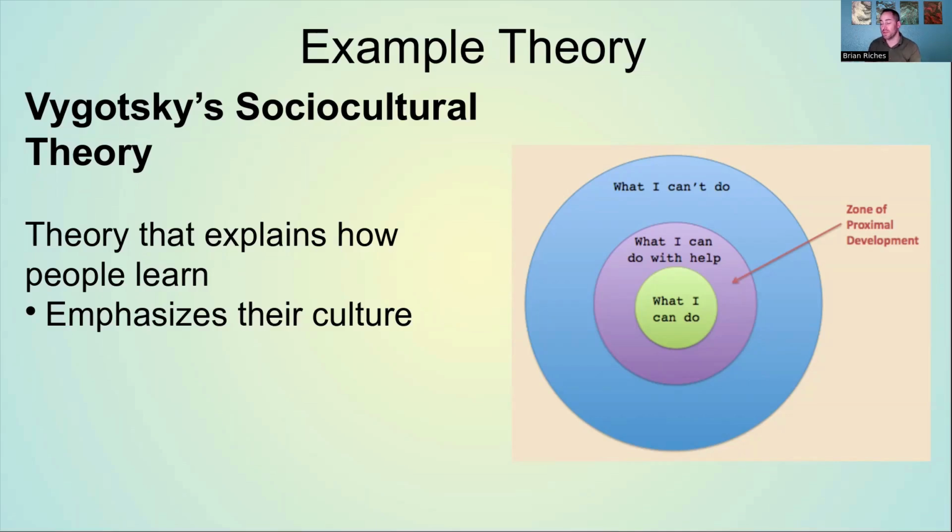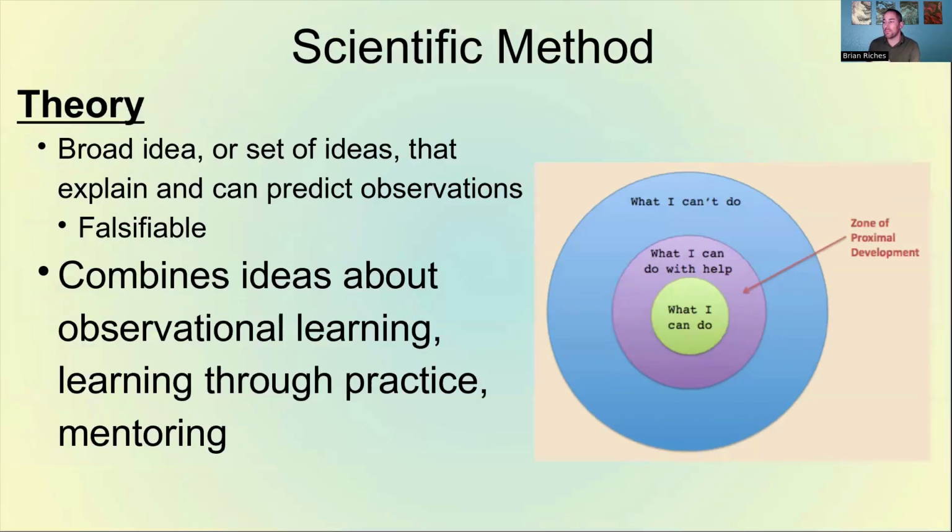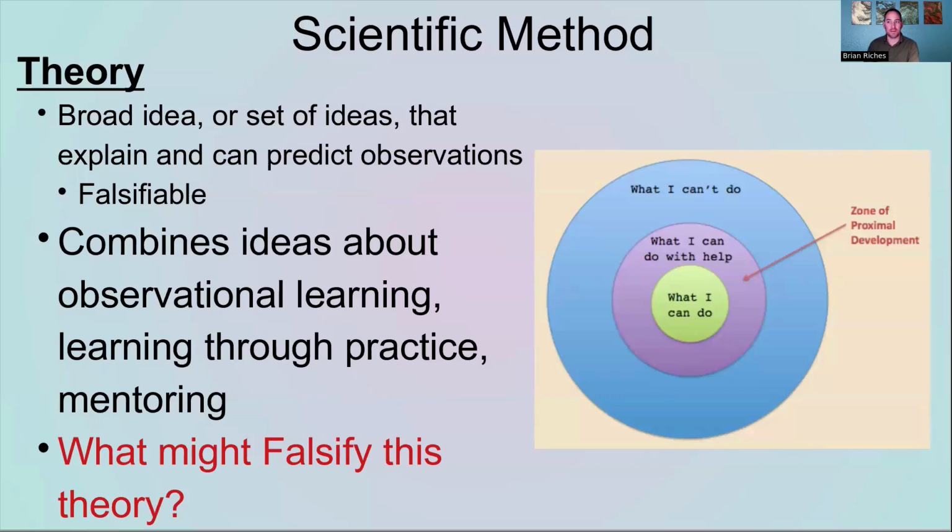So that's a current theory that is used in learning and education, but you should think for a little bit, what might possibly falsify this idea? Observational learning can happen here, socio-emotional learning, like people around us teaching us things.